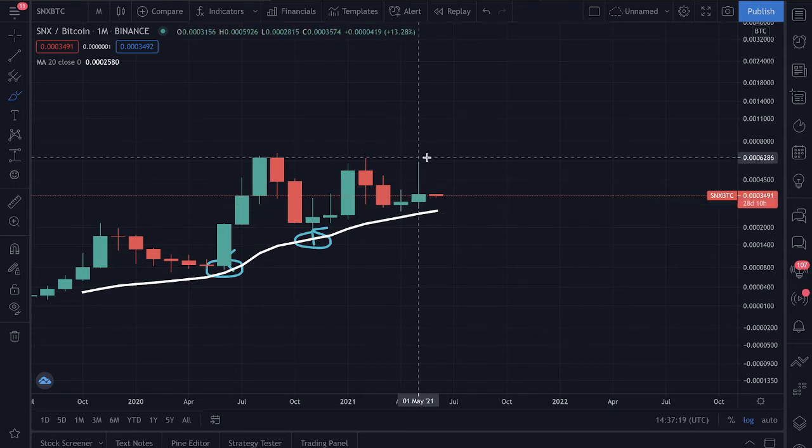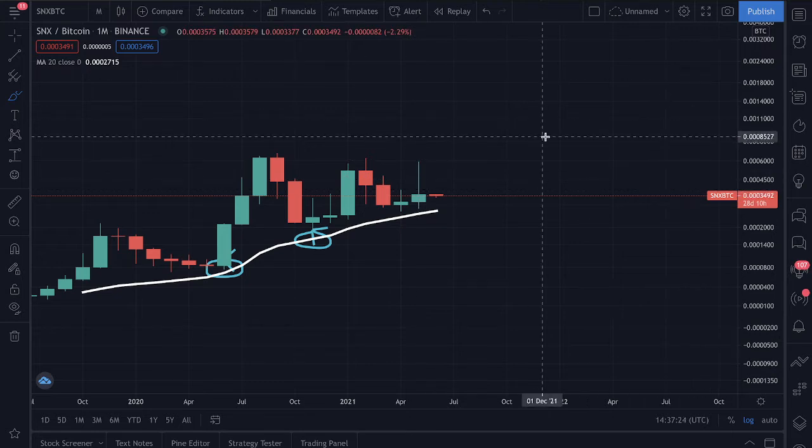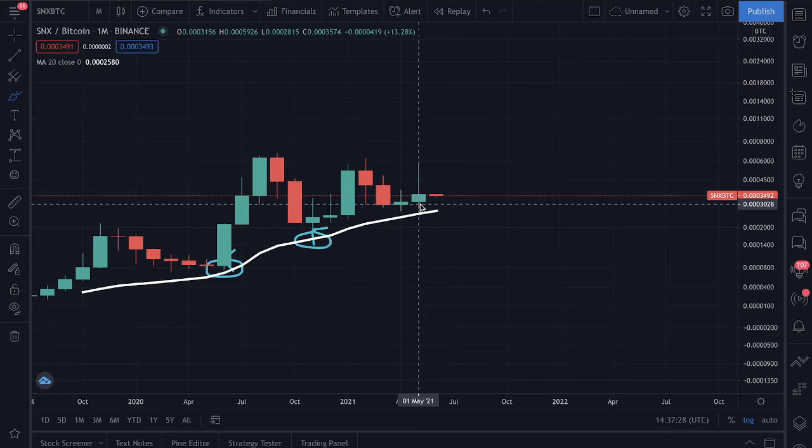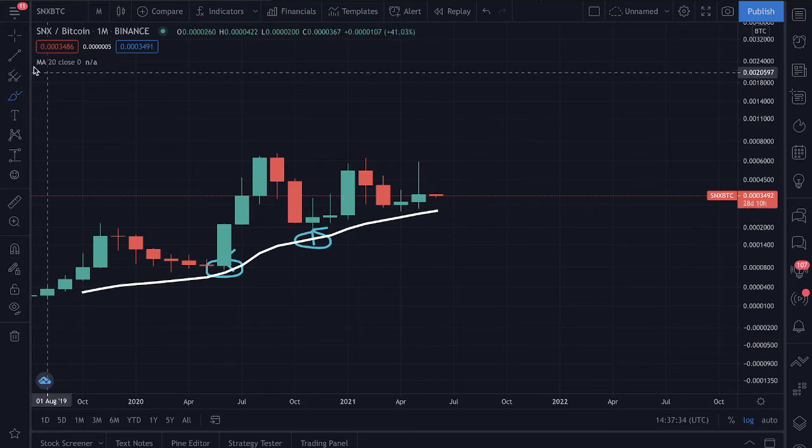We saw that May was one where we did rally up, but due to the crash from Bitcoin bringing us back down to $30,000 or so, it retraced. So we only were up 13% for that month. This month we're down 2.29%.